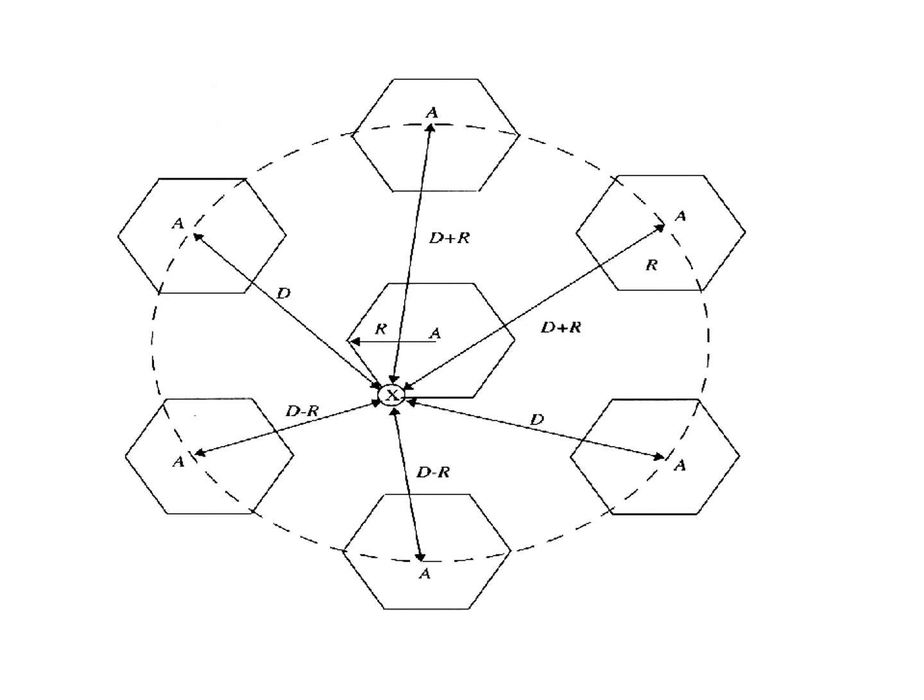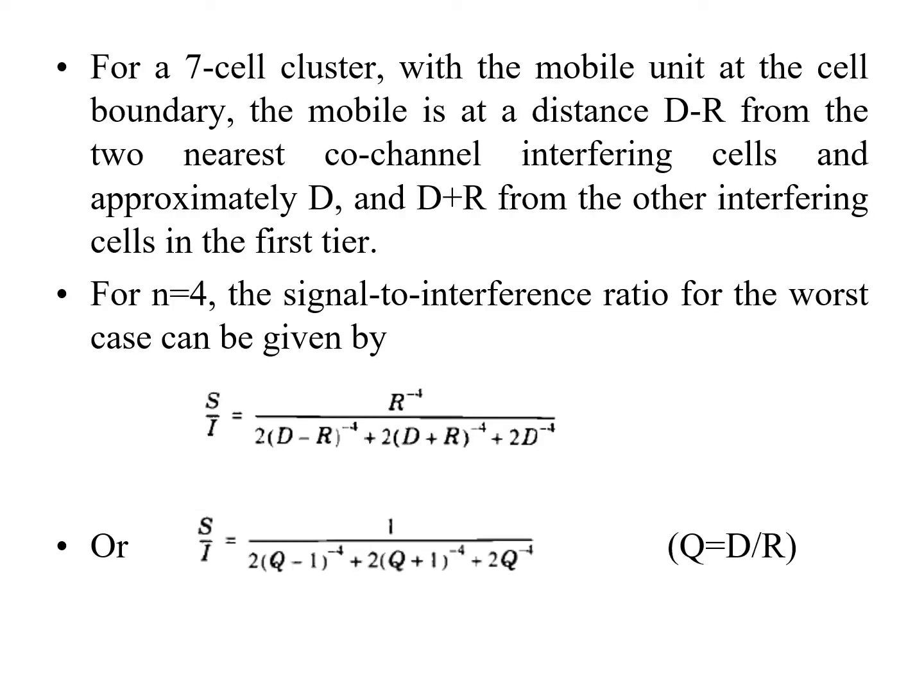This figure is showing a 7-cell cluster system. The distances from a mobile station at the center cell to the various co-channel interfering cells are shown. For a 7-cell cluster with the mobile unit at the cell boundary, the mobile is at a distance D minus R from the two nearest co-channel interfering cells, and approximately D and D plus R from other interfering cells in the first tier.